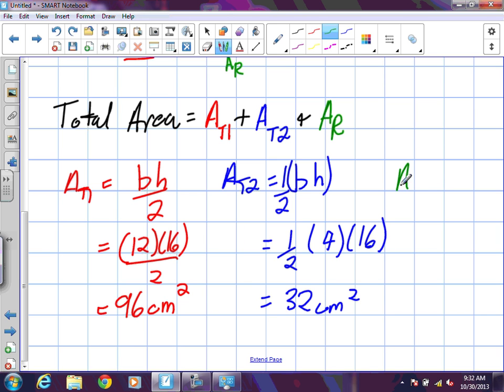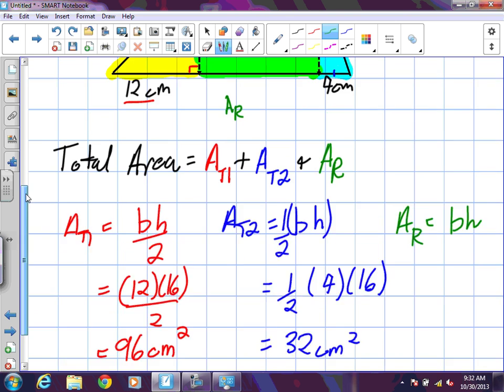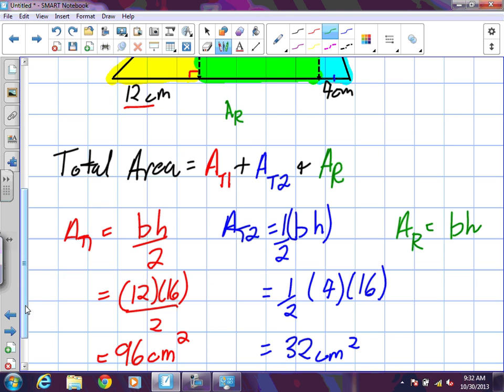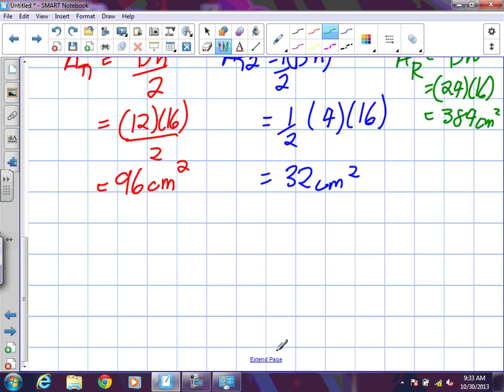And finally, the area of our rectangle. What is the formula for area of a rectangle? Very simple. Length times width or base times height, they're representing the same things. And what are the values for that in this? 24 and 16. Good. So 24 times 16, what do we get, Scott? 384? 384 centimeters squared.